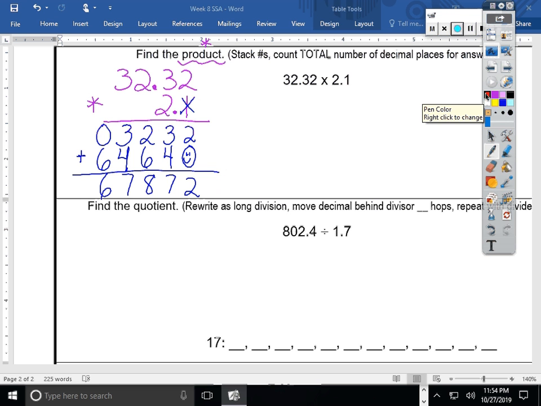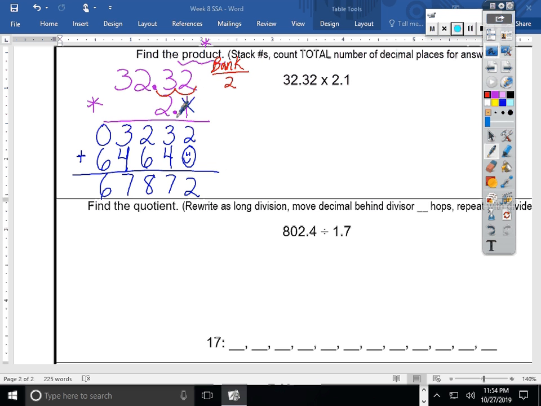So I said, count the total number of decimal places for your answer. Your core teacher is going to call this the decimal bank. She's going to tell you to look for how many places are behind the decimal of the first number. Well, this is 1, 2 hops. So there are 2 decimal places to save.